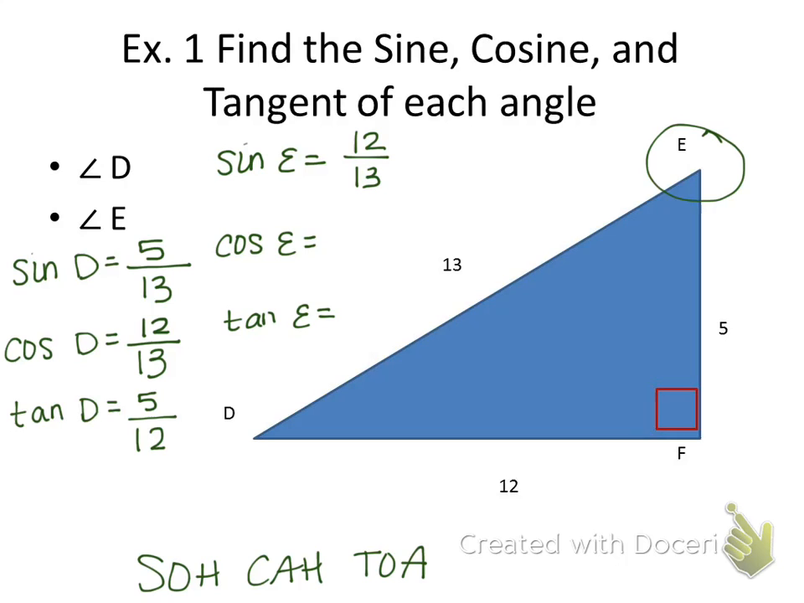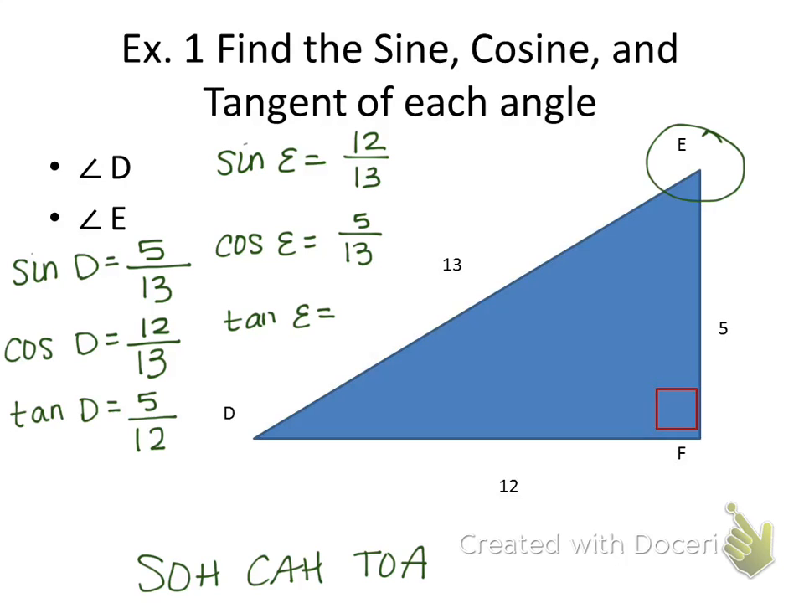Cosine. Cosine is what over what, Dean? Adjacent over hypotenuse. Very good. So which one of these sides are adjacent to angle E? 5 over, what's my hypotenuse? 13. And last but not least, the tangent. Tangent is what, Tyler? Opposite over adjacent.